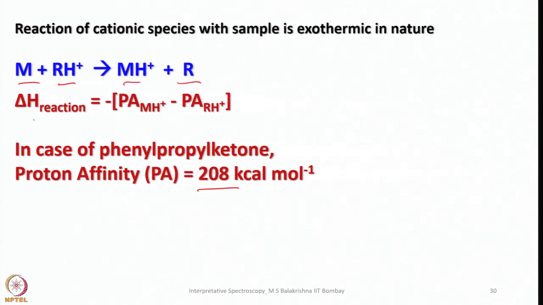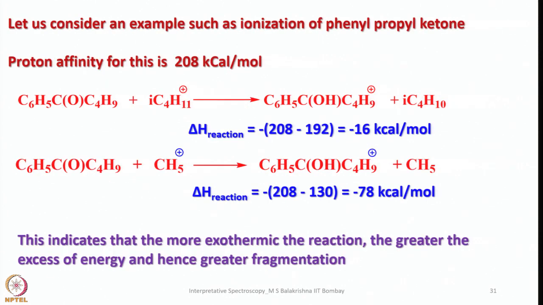If you look into the enthalpy of reaction, this is the proton affinity of MH plus minus the proton affinity of RH plus. In the case of phenyl propyl ketone, this comes to around 208 kilocalories per mole. So this indicates it is exothermic in nature. So let us consider a few examples, such as the ionization of phenyl propyl ketone that I showed you.